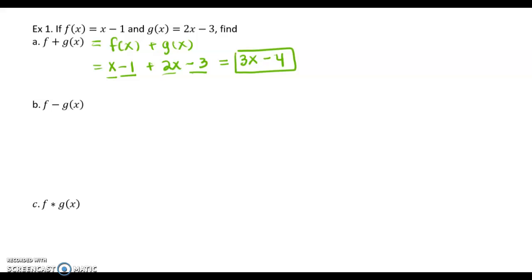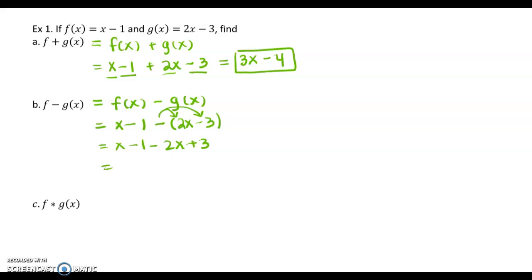Then we have f minus g. So this is f of x minus g of x. So f of x again is x minus 1 minus, whenever you're subtracting anything, you always want to put parentheses around it. So g of x is 2x minus 3. Distribute the negative. Minus 2x plus 3. And then we're going to do like terms. x minus 2x is negative x. And then negative 1 and 3, we could add those and we get plus 2. So this would be our answer, negative x plus 2.